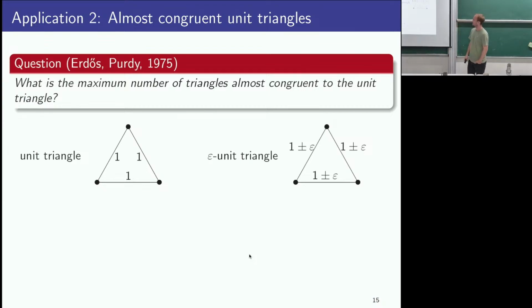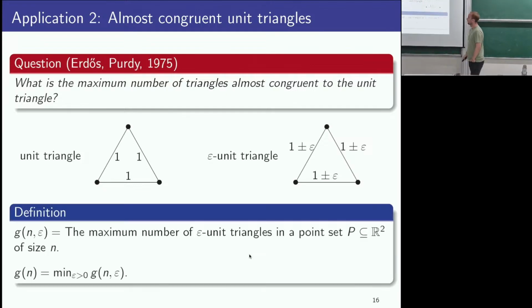Okay, want to understand the question? I will first tell you what a unit triangle is. Unit triangle is this guy. So just an equilateral triangle with side lengths exactly 1. And I say a triangle is epsilon unit if it's almost like that, in the following sense: all the 3 sides have lengths between 1 minus epsilon and 1 plus epsilon. And now those are guys we can count.